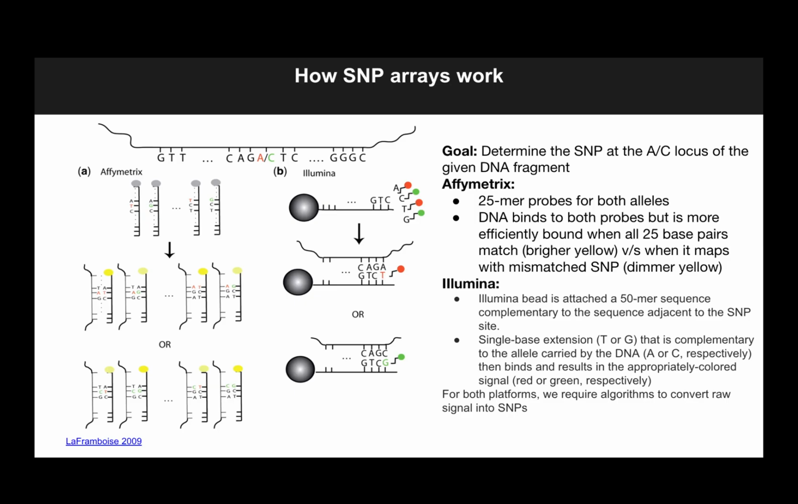So if you have access to that information, what these companies do is they go back and synthesize oligonucleotides which are catered to some specific locations. And broadly, what you're trying to do is a hybridization, trying to capture whether a particular SNP emits a particular kind of signal or not. The way this is done is slightly different between Affymetrix and Illumina, but the general principle is very, very similar. So in Affymetrix, you have 25-mer probes.